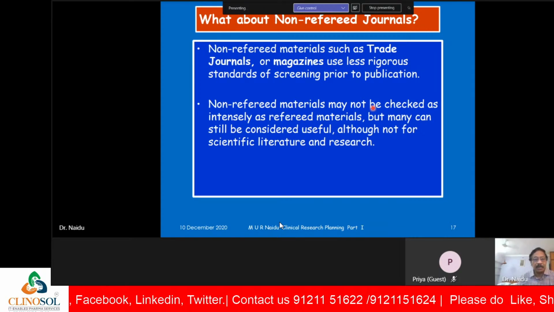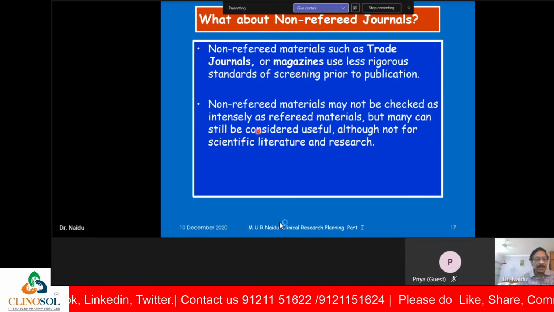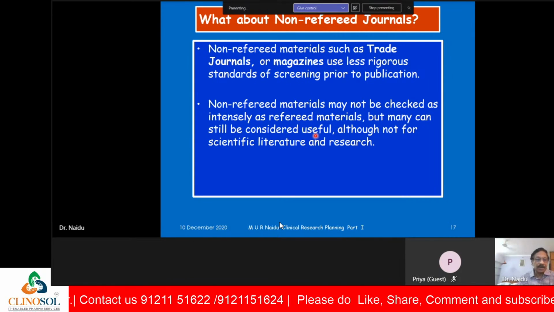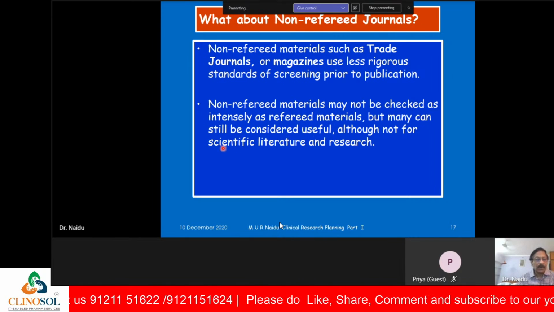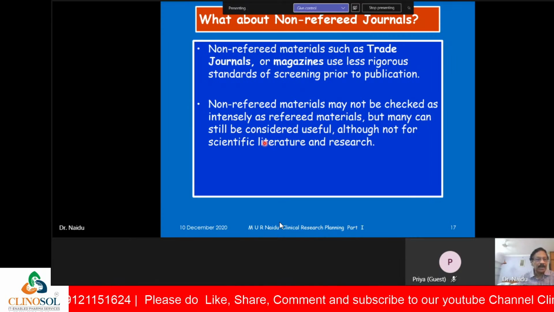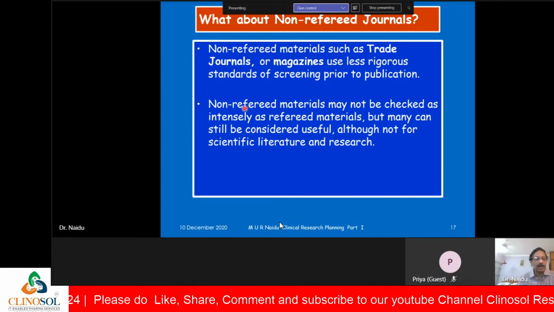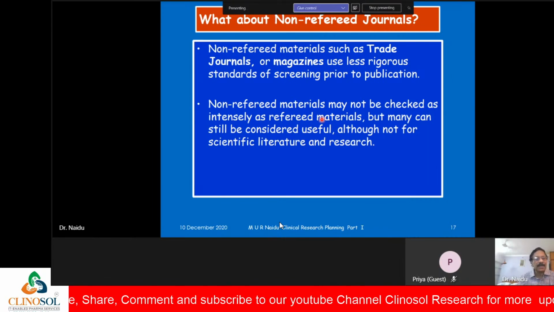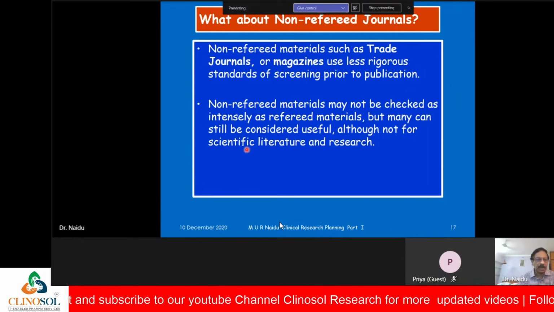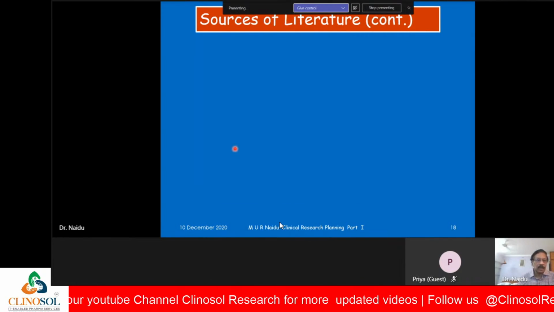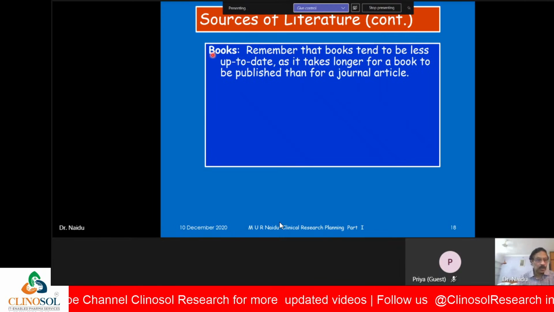Non-refereed material may not be checked as intensively as refereed material, but many can still consider it useful, although not for scientific literature. Never use it for writing any scientific literature, giving a reference of non-refereed material for research. But for some idea, for getting some information or including something, yes, you can use it, but never put value on it as a scientific thing. Coming to the source, books are a very good source.